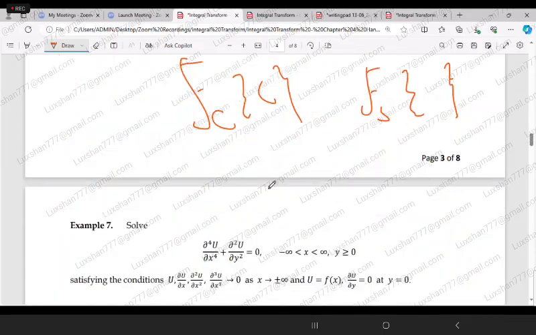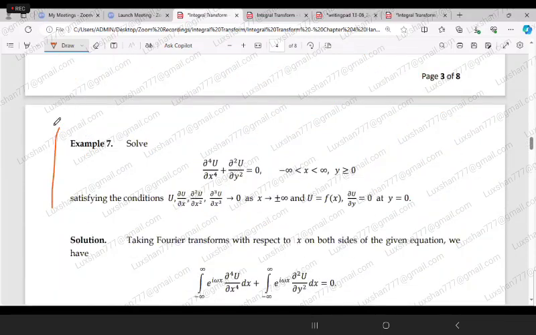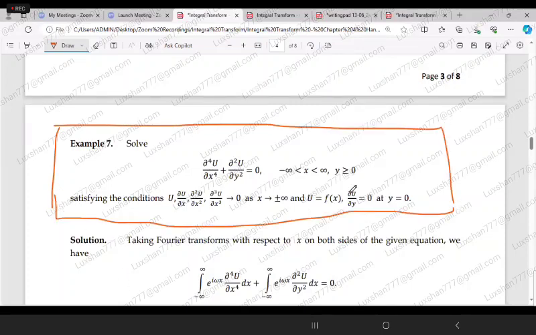Right, we'll do the first question. Now, if you look at the first question, we have ∂⁴u/∂x⁴ plus ∂²u/∂y² equal to 0. If you look at one variable, our Fourier variable is from minus infinity to plus infinity. We don't need to worry about the other variable. Actually, we have to be concerned about the variable with respect to which we are going to take the Fourier transform.